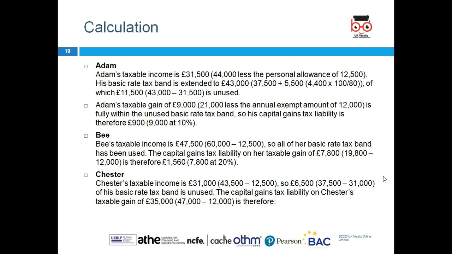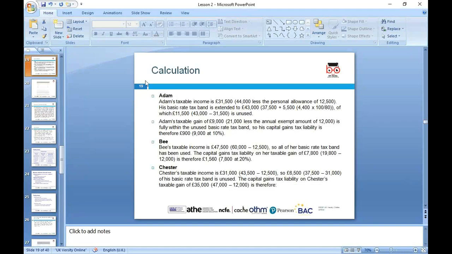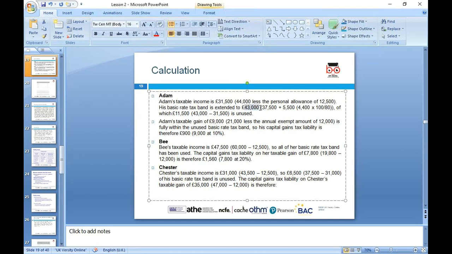So for any asset, there's an annual exempt amount of 12,000. If we have a gain, it means we bought the asset and we sold it. But we do not fall in the higher tax bracket, because his basic tax band is up to 43,000. It should be 20%.